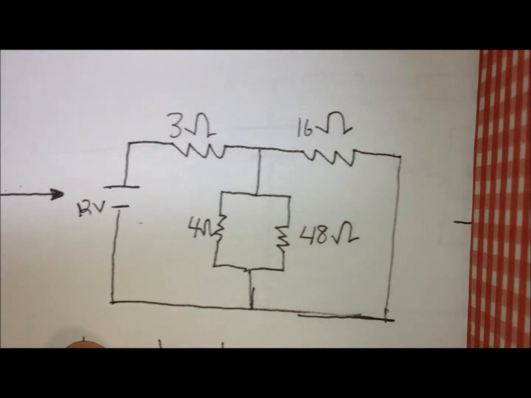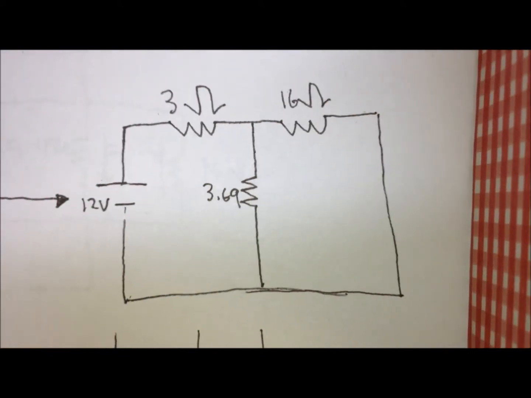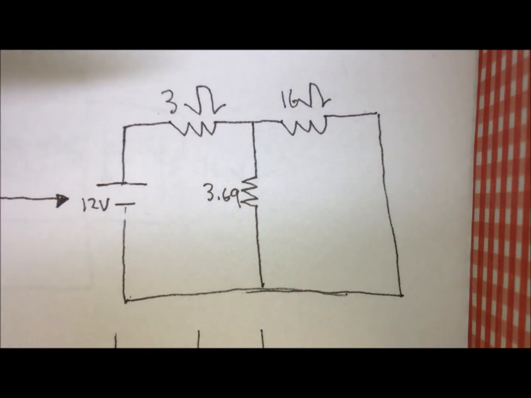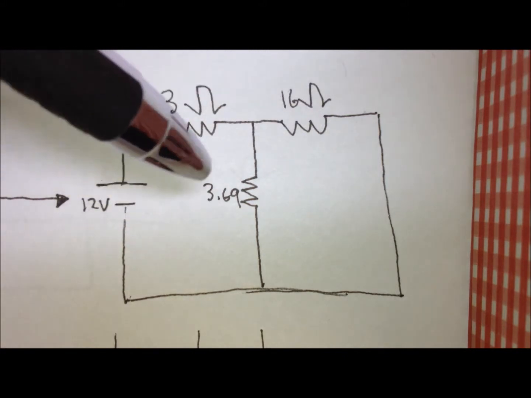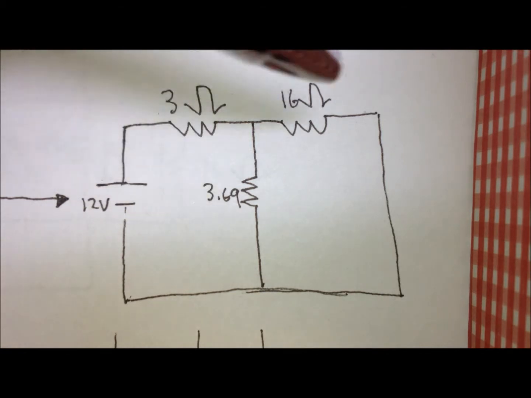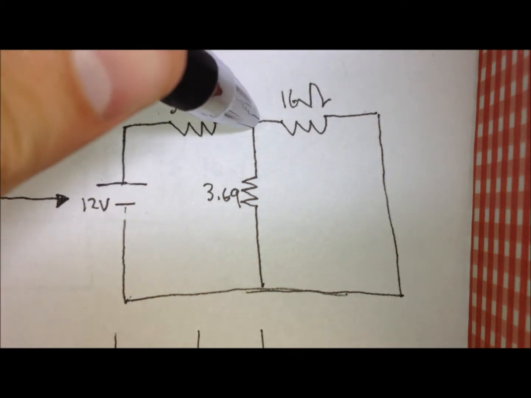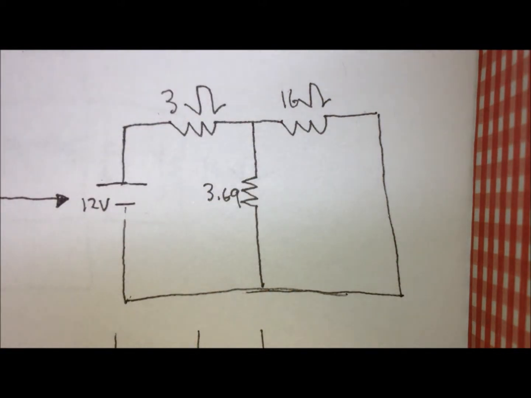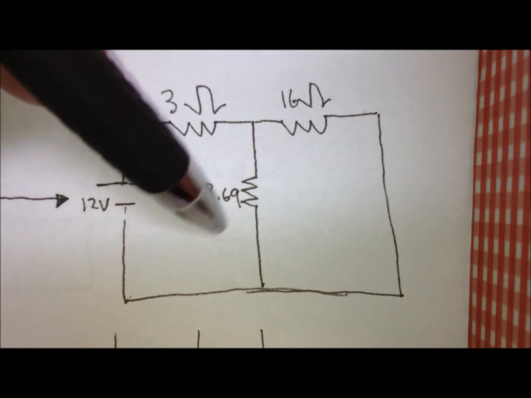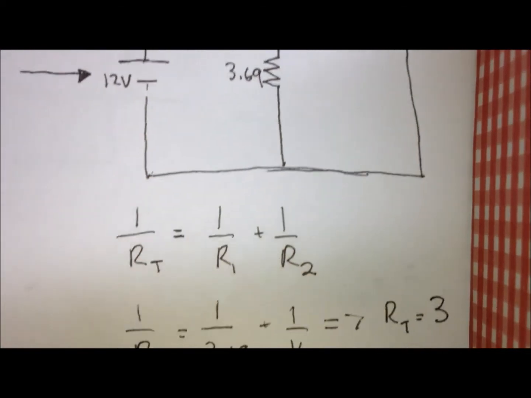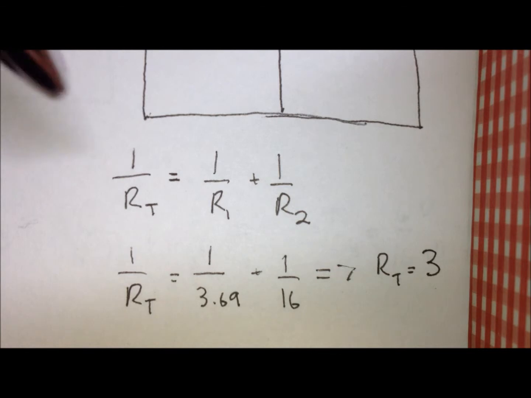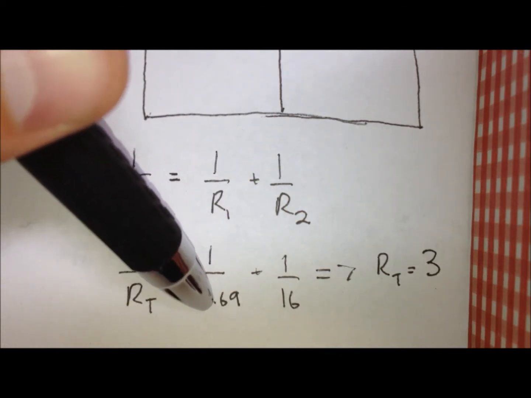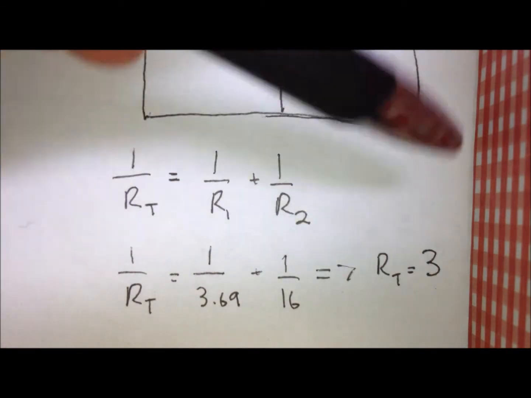Again, I redrew the circuit. As you can see, now we have that 3.69. We still have the 3 and the 16, and even this circuit can be simplified more. If you notice, the 3.69 and the 16 are still in parallel. They start at the same point and connect at the same point. The book drew it a little funky to try to mess this up, but you just have to realize that these two are parallel with each other. Using the same equation, 1 over RT equals 1 over R1 plus 1 over R2, and plugging in 3.69 and 16, we get that RT is 3.